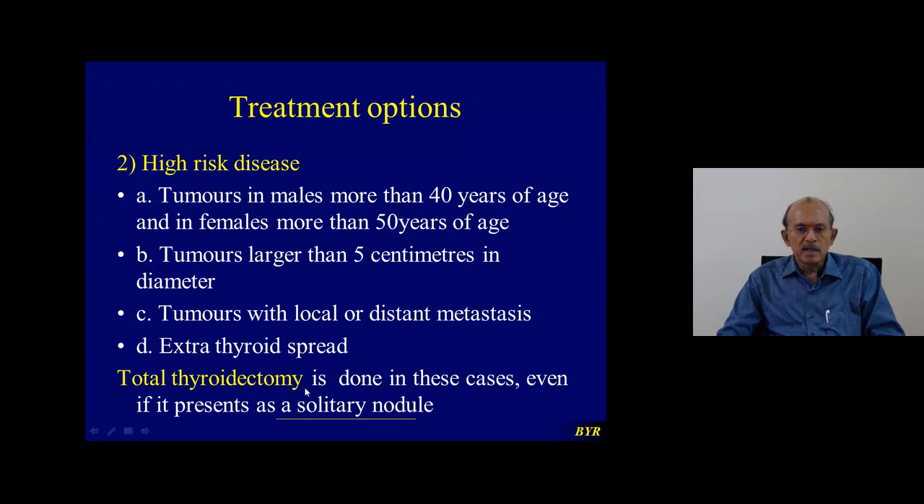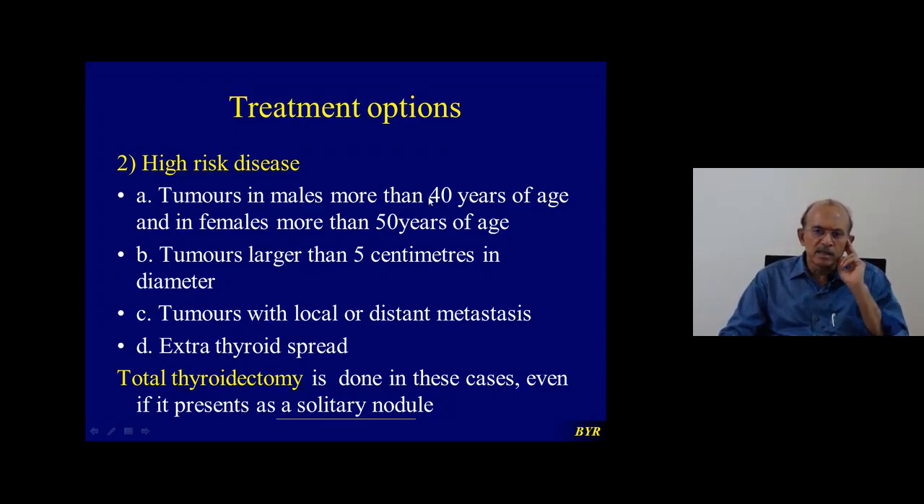Total thyroidectomy is done in these cases even if it presents as a solitary nodule. So even if a small nodule is there in the thyroid gland, if the patient is more than 40 years if male, or more than 50 if female, or the tumor is more than 5 centimeters, you must go for total thyroidectomy.